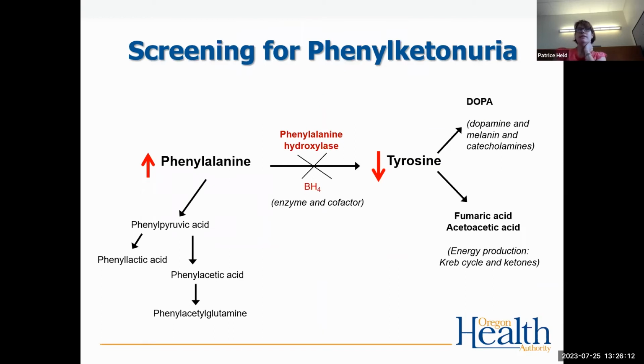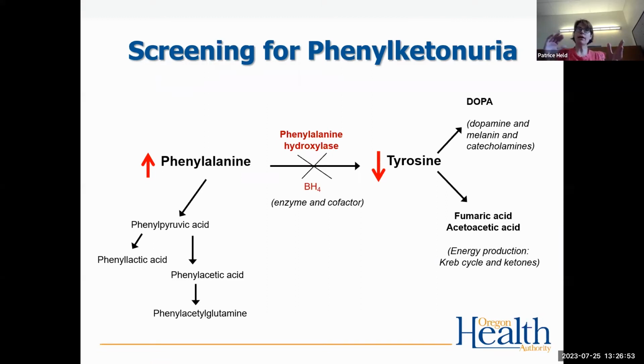So I wanted to insert this slide again to reiterate the screening platforms that we use. When we are screening for phenylketonuria, we are measuring phenylalanine or tyrosine. So we are measuring the metabolites. We are not looking at the actual enzyme activity, which we know to be deficient in people with PKU, nor are we looking at the gene sequence for this enzyme and detecting variants. We are, again, measuring the metabolites. So we're measuring a biochemical phenotype.